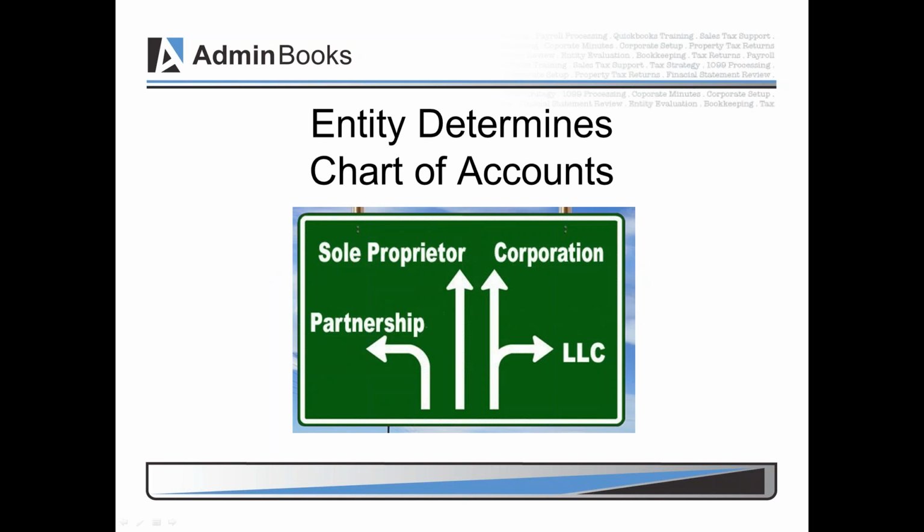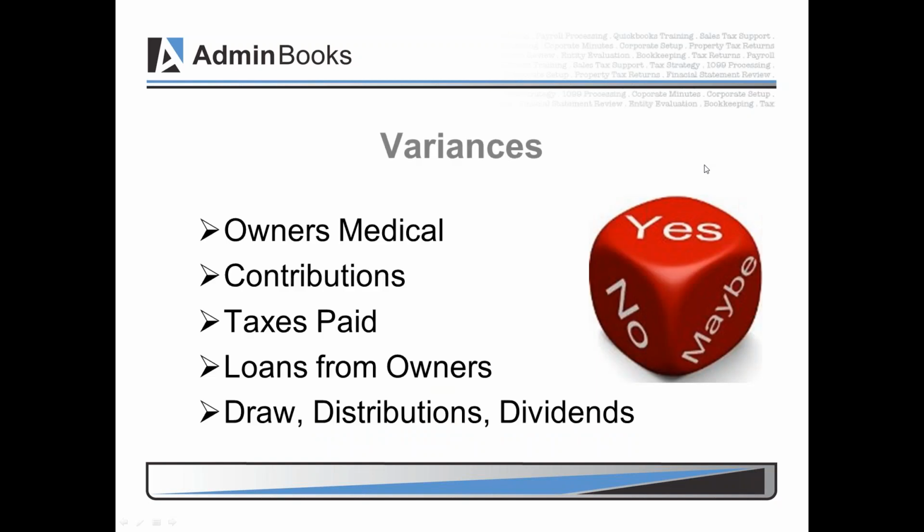All right. Now, your entity is going to determine how you set up your chart of accounts. And I'm going to go into some details here, but you could be an LLC, a partnership, an S Corp, a C Corp, or a sole proprietorship. And I'm going to give you some ideas of what that looks like. I want to talk first about some variances, and this will become very practical as I go through it.